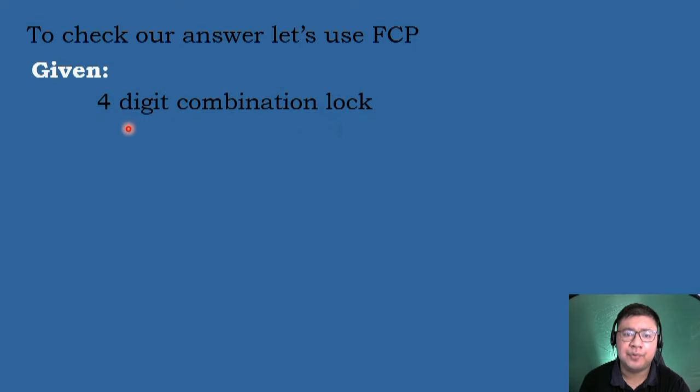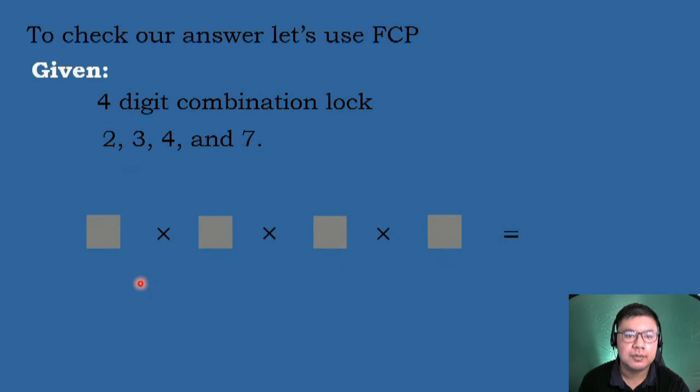So we have a given 4-digit combination lock, and we have the numbers 2, 3, 4, and 7. These 4 boxes indicate the 4-digit combination lock. On the first box, we can select the numbers 2, 3, 4, or 7. So there are 4 possible ways we can select a number here, and we will write 4 here.